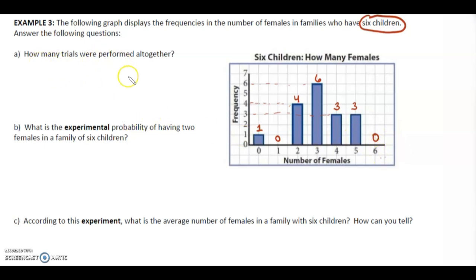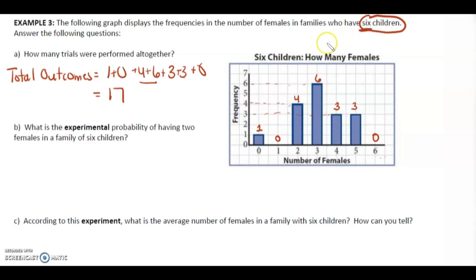Okay, so how many trials were performed altogether? If we added all of the outcomes up, we can write total outcomes: 1 plus 0 plus 4 plus 6 plus 3 plus 3 plus 0. That's 10, 3 and 3, 6, 7. I get 17. So they asked 17 different families, how many girls do you have? Out of your 6 kids, how many are girls, how many are boys?